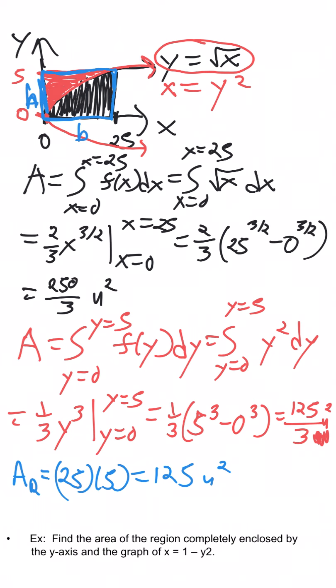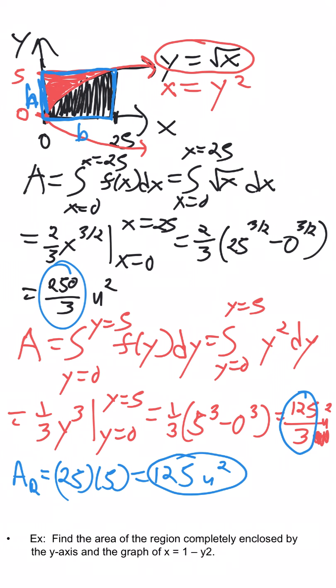All right. Well, here we have 250 thirds. Here we have 125 thirds. If we put those together, we get 375 thirds. 375 thirds is the same as 125 units squared.